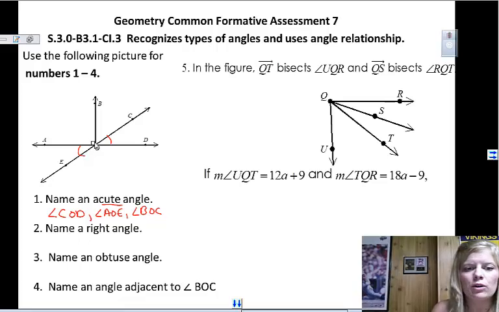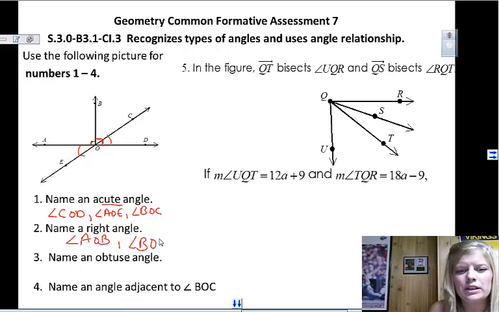Alright, second question. Name a right angle. Notice there's this box right there. Right angle. There's two options. You could have said AOB. Or you could have gone over here and said, well, if this is 90, over here it'd be 90 because it makes a straight line. So you could have also said angle BOD. Had to have one of those two.